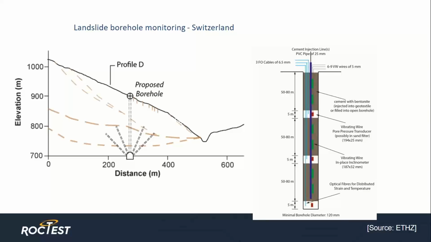A deep borehole at a proposed gallery alignment was drilled in order to verify the feasibility of such a mitigation scenario and to characterize the hydromechanical properties of the landslide mass, material, and displacement zones. This borehole is equipped with pore pressure and in-place inclinometer sensors, along with a fiber optic strain and temperature monitoring system.